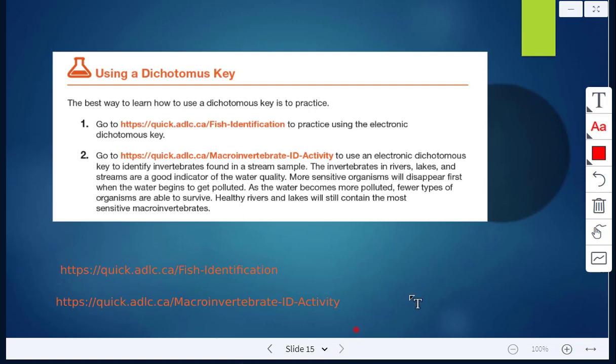Okay, so there is a link here to practice using a dichotomous key, and it's online. You would use these links here to go to these 2 sites and practice using a dichotomous key.